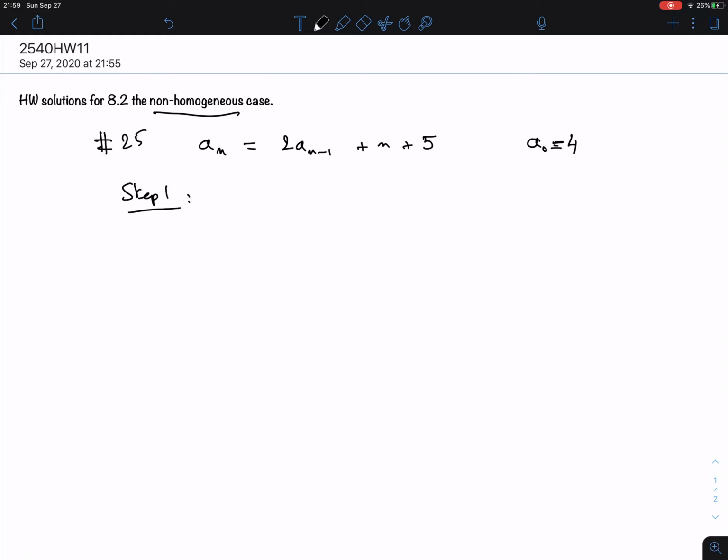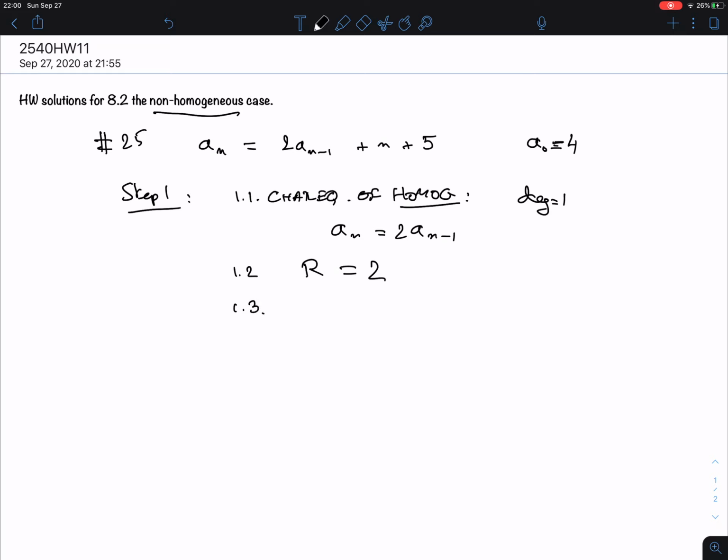Okay, so let's work out all the steps instead of following their discussion. We just do it our way. We start with the characteristic equation of the homogeneous. So of course this is the homogeneous, so let's write down what the homogeneous is before we make a mistake. So the characteristic equation would be that the degree is 1, and so we have r equals 2, right? That's the characteristic equation, and this tells me that there's only one root with multiplicity 1. Okay, so that's step 1.2. So we know how the general solution looks like.